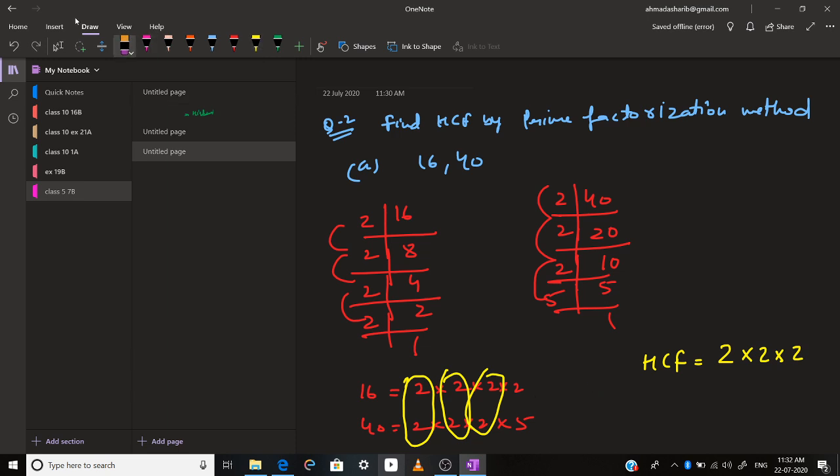So what is the HCF now? The HCF is 2 into 2, 4, 4 2s are 8. So the HCF is 8 and this is the answer. In this way, you are going to find the HCF of the given question.